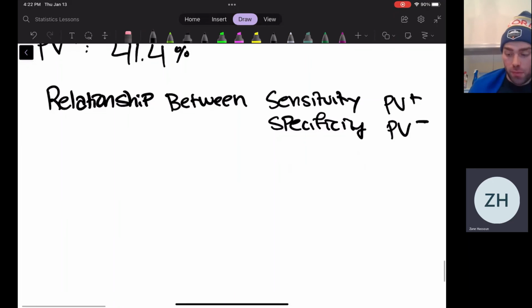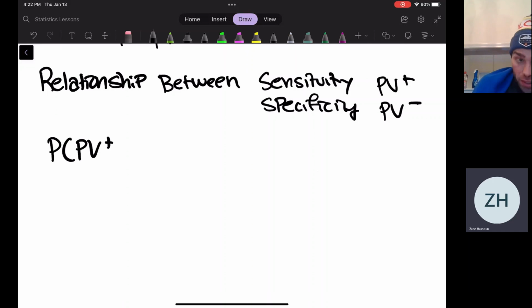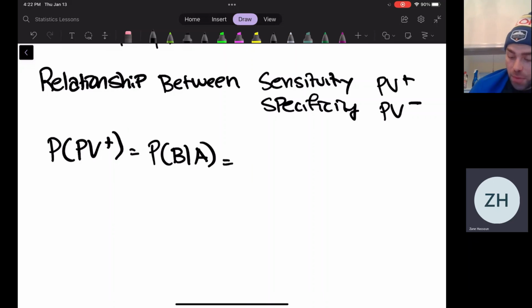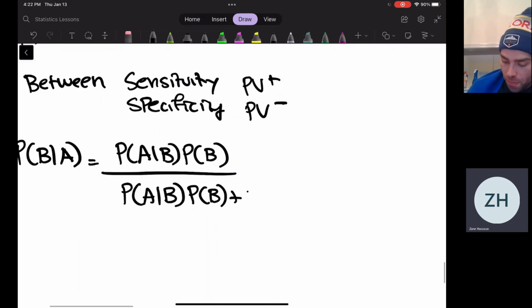So finally, I want to talk about the relationship between sensitivity, specificity, PV positive, and PV negative. These are all intertwined in the formulas of Bayes' rule. So if you want the probability of PV plus, that's the same as the probability of B given A, which is the same, again, as we proved before, as the probability of A given B times the probability of B over the probability of A given B, probability of B plus probability of A given B complement, probability of B complement.